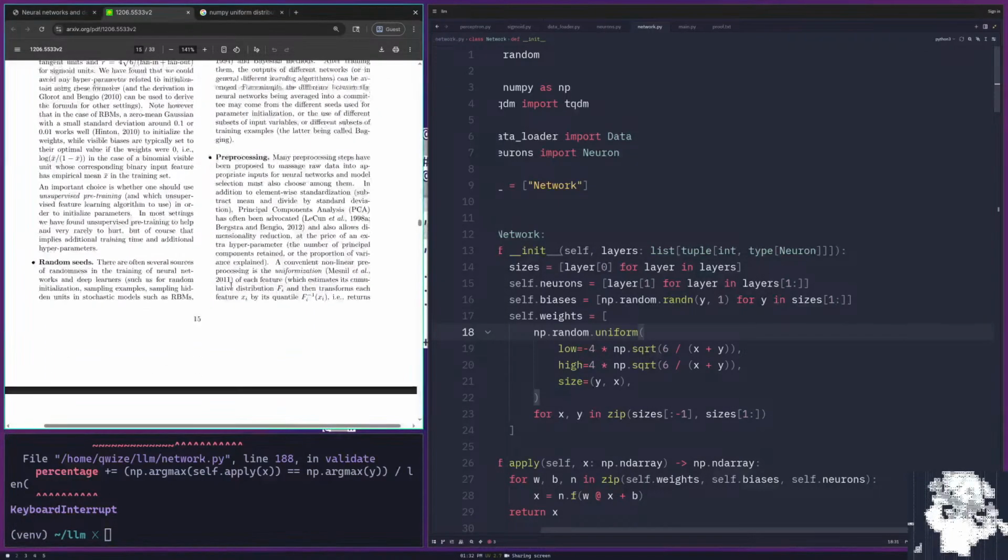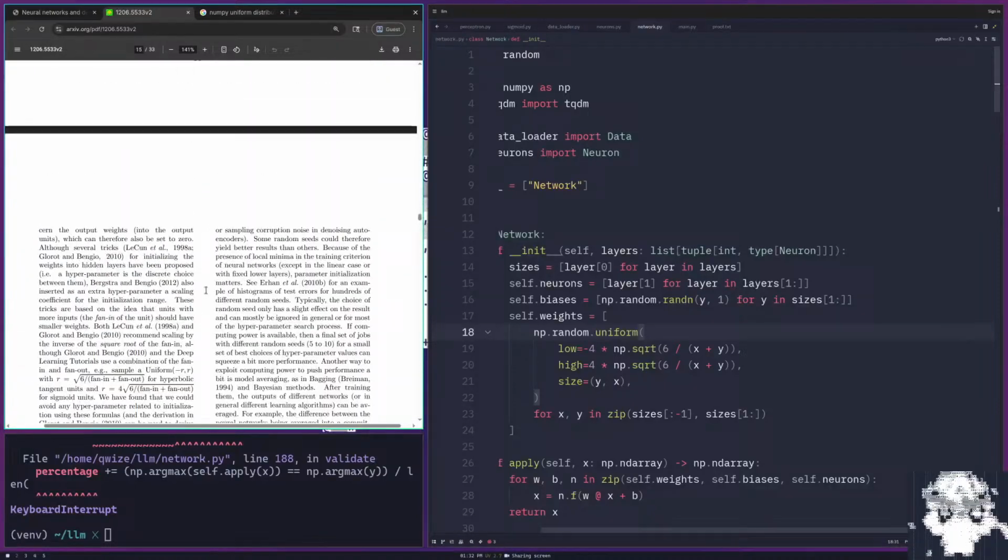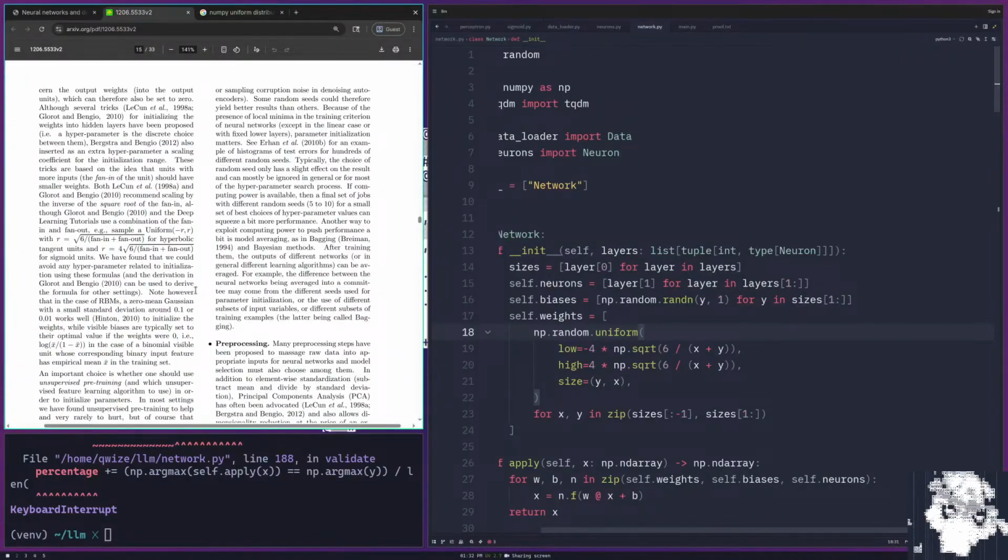It's weird, right? Because we're doing this correctly, aren't we?